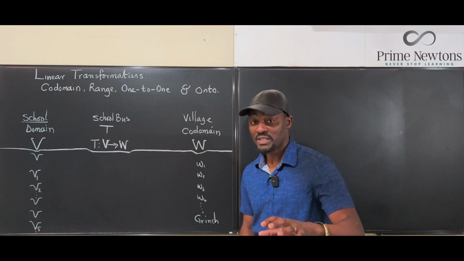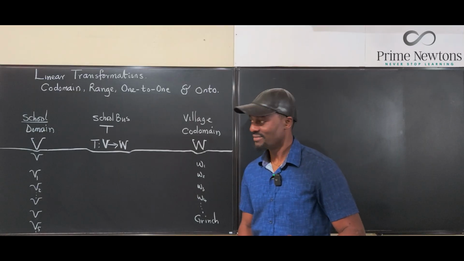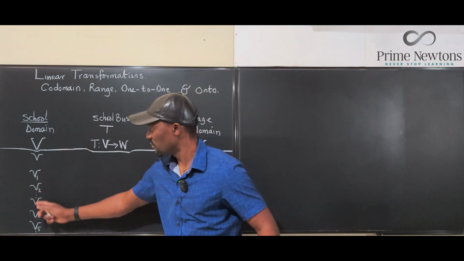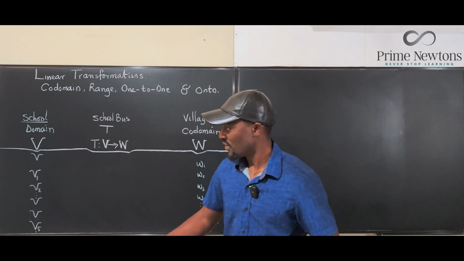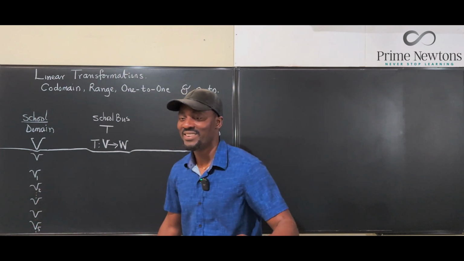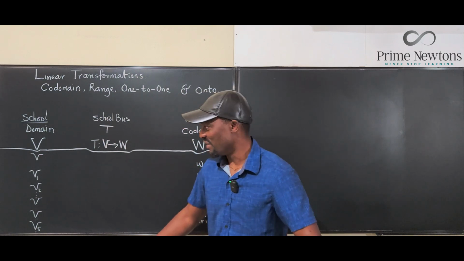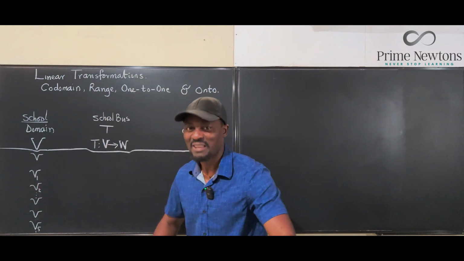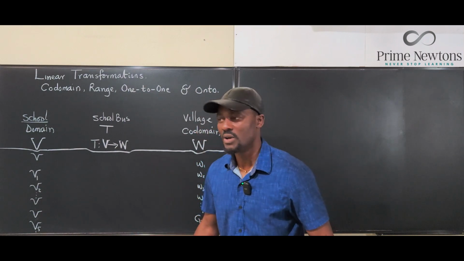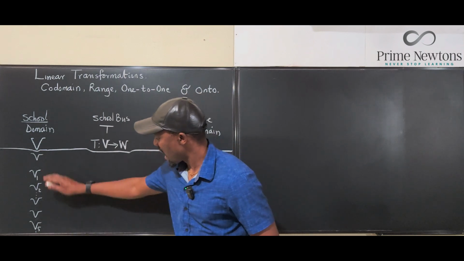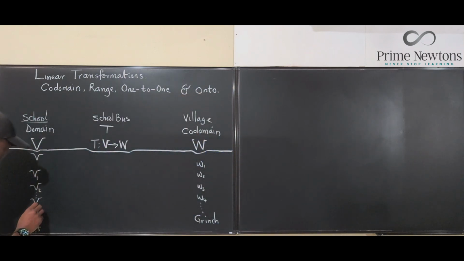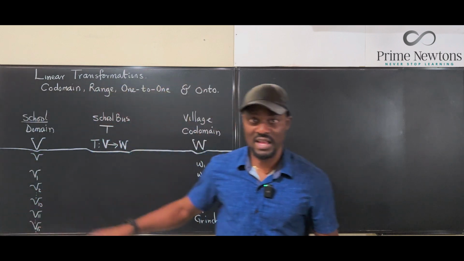This is how I always imagine linear transformations. I imagine a school that has a bunch of students, kids, little kids. Let's imagine it's an elementary school. You have very young kids, and these are all the kids. Let's just say I have 15 of them in that school, okay?